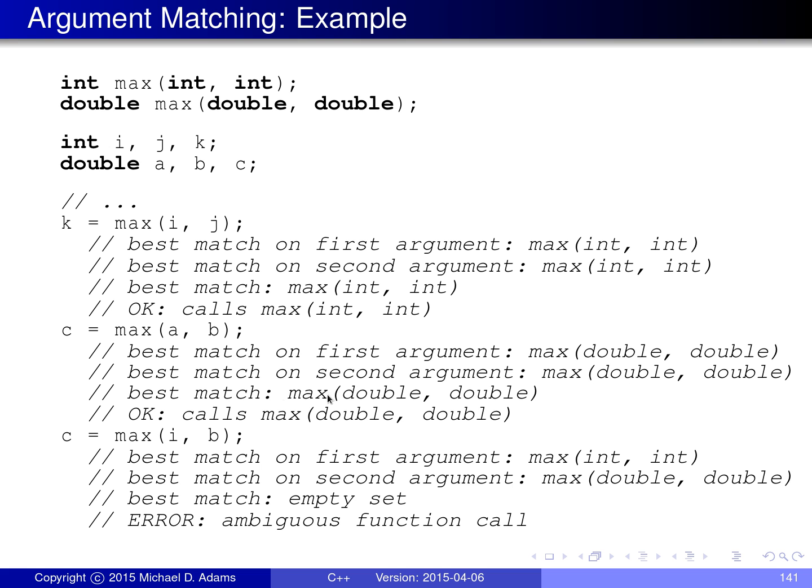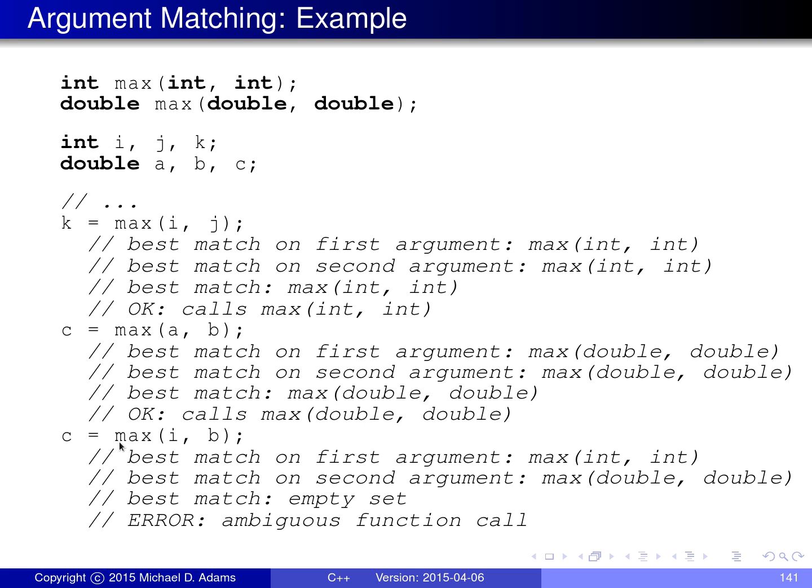To get the best match, we take the intersection of these two sets. Both of these sets have a single element and it's the same element. So when we take the intersection, we just get max double double again. And this best match is going to be the function that's called. So it will call the function max double double, in other words, the version of max which takes two double parameters.